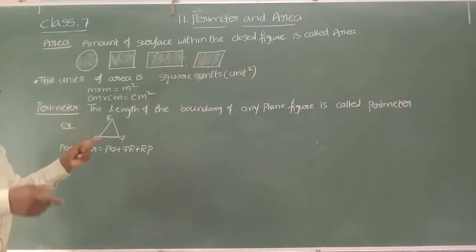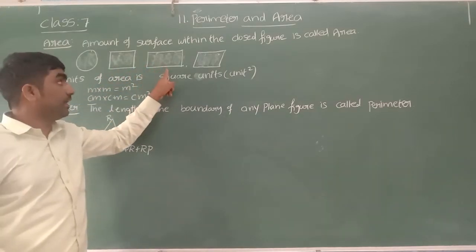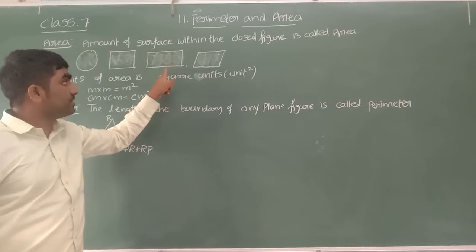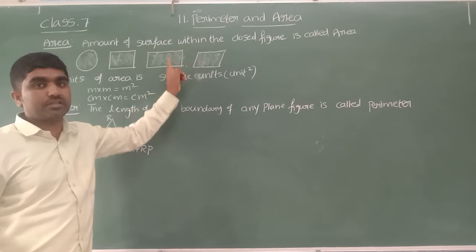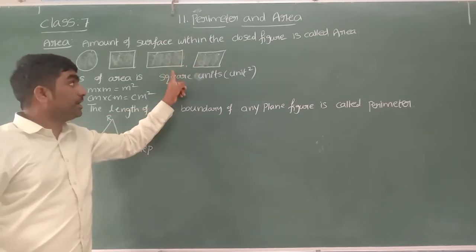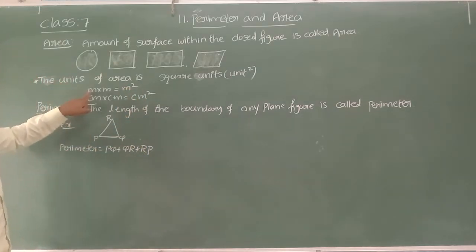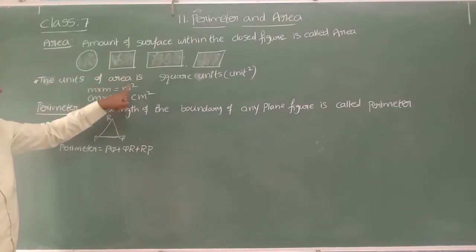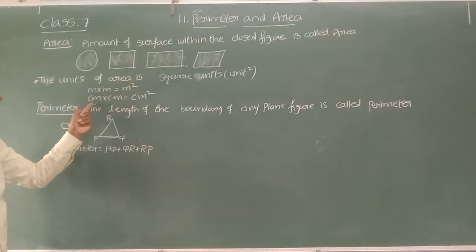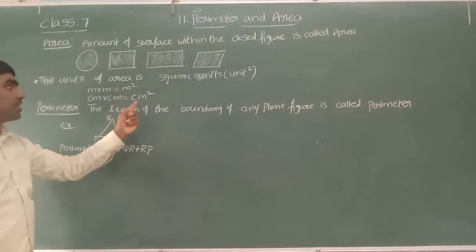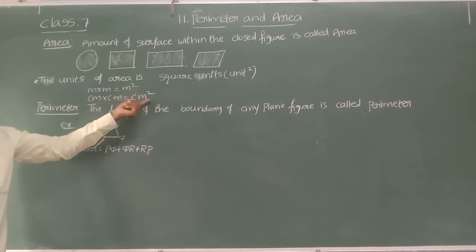However you are finding the area, we need to multiply. Suppose you want to know the area of a rectangle: length into breadth. Suppose the length is 3 meter and the breadth is 2 meter. 3 meter into 2 meter, 3 into 2 is 6, meter into meter, square meter. We need to multiply the units also: meter into meter, square meter. If the length and breadth are in meters, the area is in square meters. If they are in centimeters, the area is in square centimeters. So the unit of area is square units.